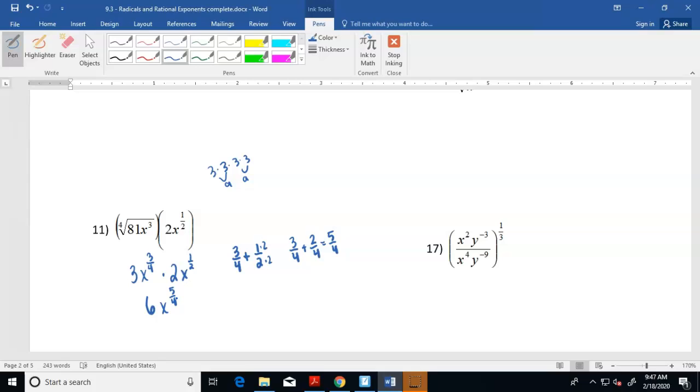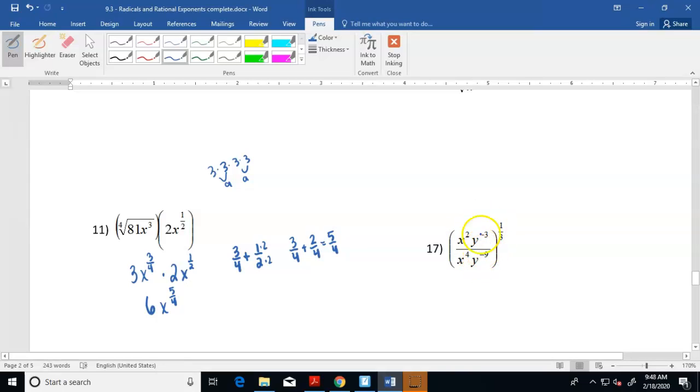All right, 17. This is going to be the last one we're going to do together today. So, you've got a few options. You could simplify on the inside first because you've got x's and y's on the inside. Or you could raise everything to the power first. I would probably avoid the fraction as long as possible, so I would probably do what's on the inside first.